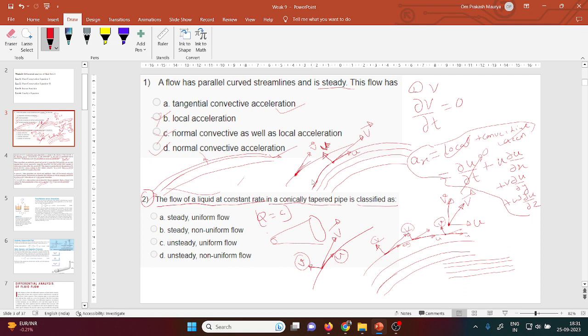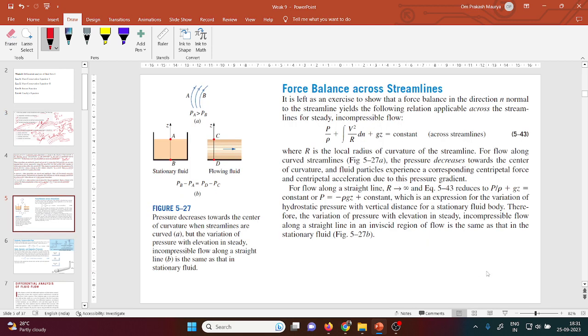Yes, if you want the total acceleration, it is the square root of AX square plus AY square plus AZ square. So this is the total acceleration. But here, which acceleration are we talking about if it is a curved streamline?